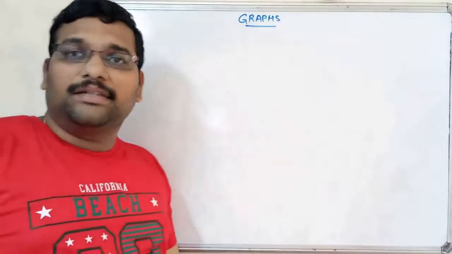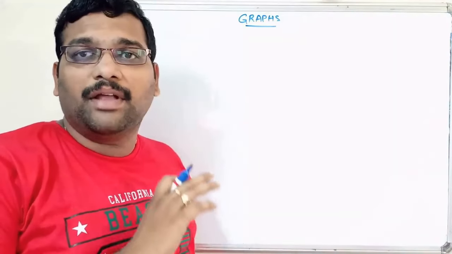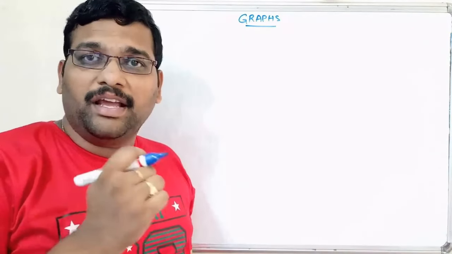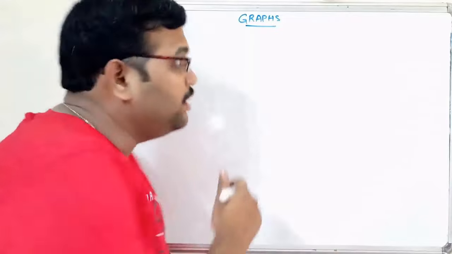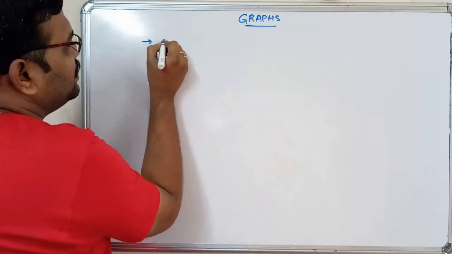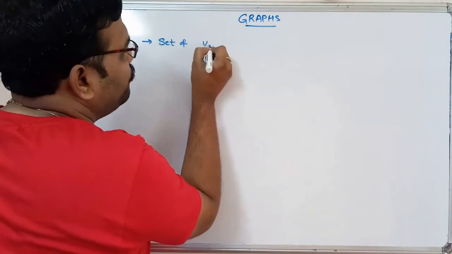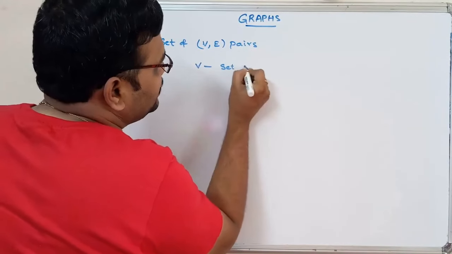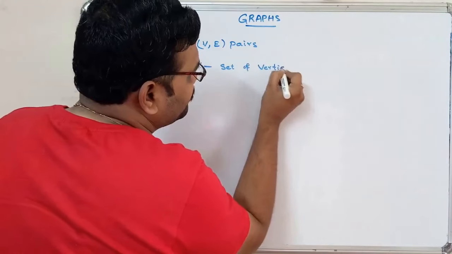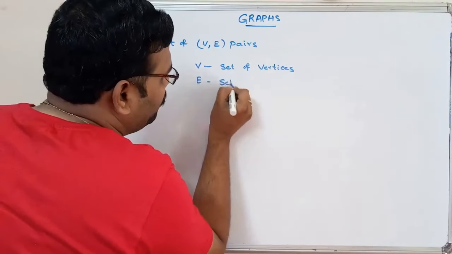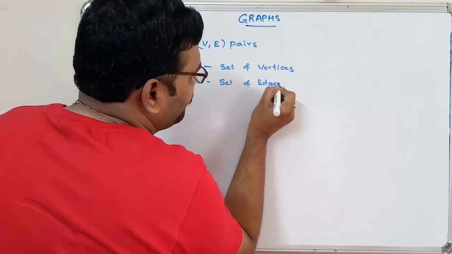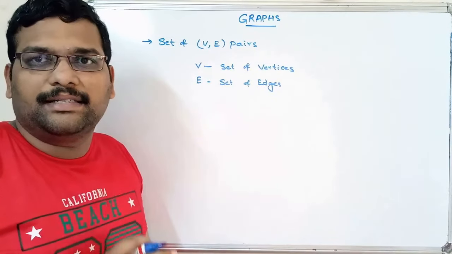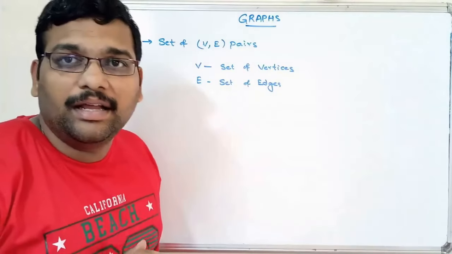So graphs in a data structure are also similar to a tree, but here we can have a closed loop, right? Whereas in a tree we can't have a closed loop, a graph can have a closed loop. A graph is defined as a set of V comma E pairs, where V is a set of vertices and E is a set of edges. So a graph can be defined as a set of vertices and a set of edges. Every graph will have vertices and edges.